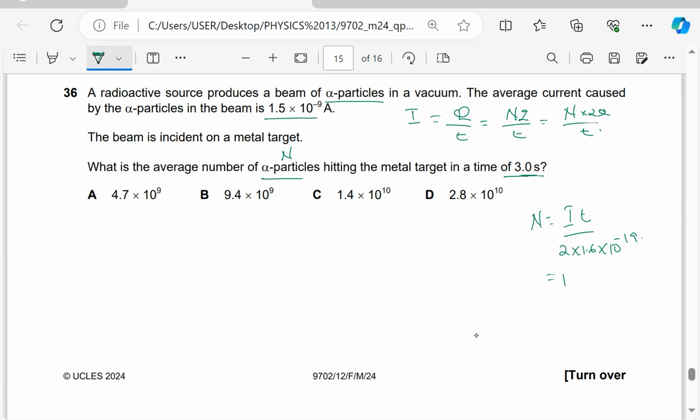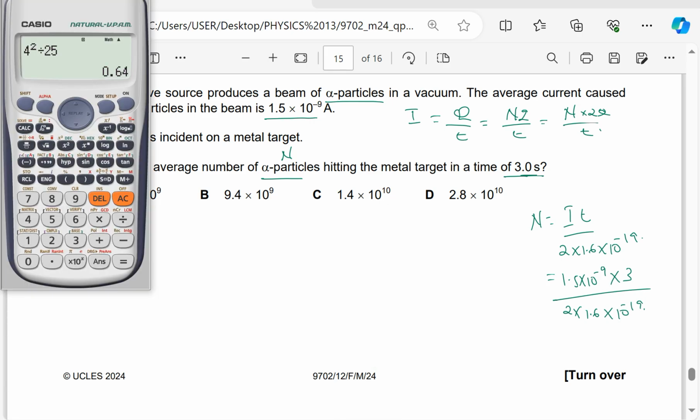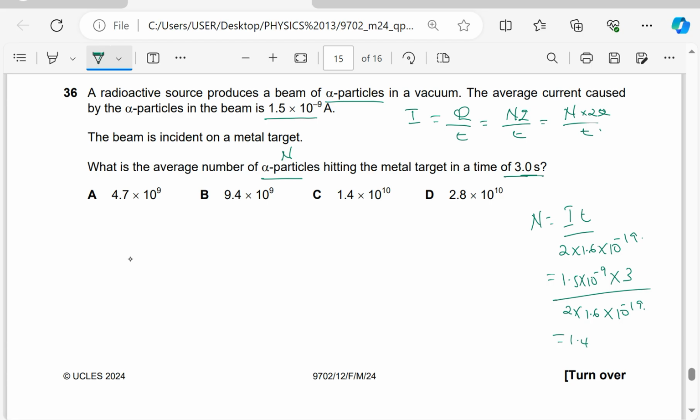So this is going to be 1.5 times 10 to the power of minus 9 times time, which is 3 seconds, divided by 2 times 1.6 times 10 to the power of minus 19. I'll press the calculator. 1.5 exponent minus 9 times 3 divided by 2 times 1.6 exponent minus 19. So this is giving me 1.4 times 10 to the power of 10. So that means my answer is C.